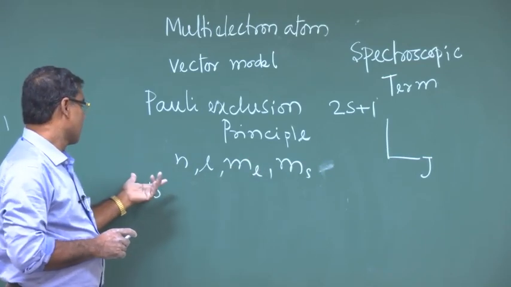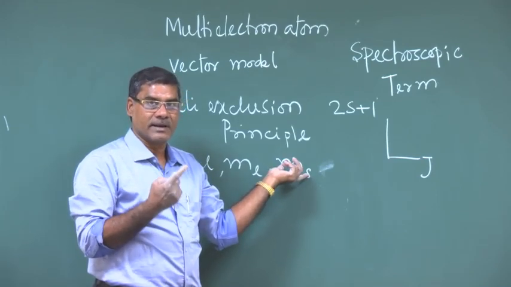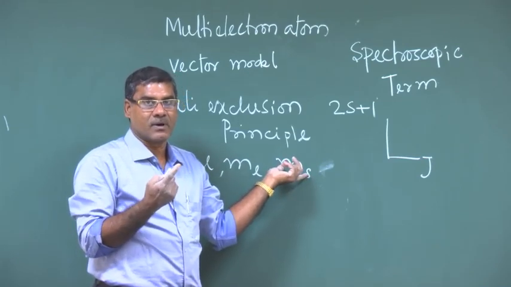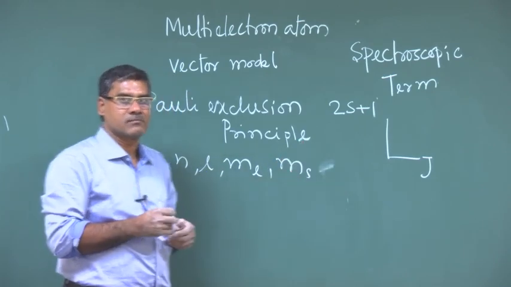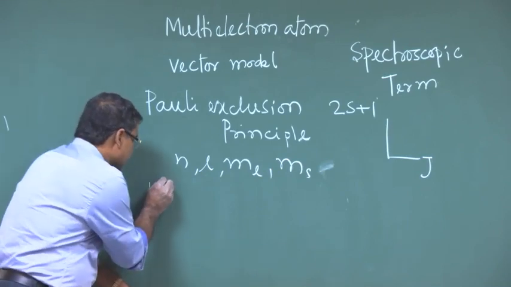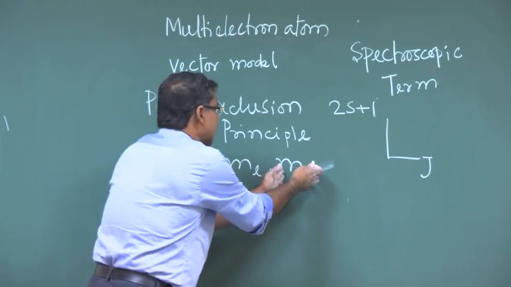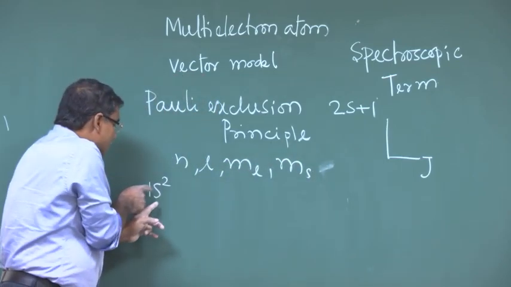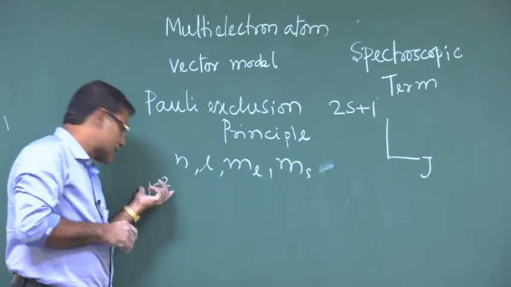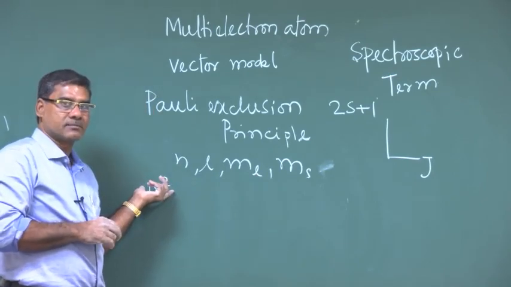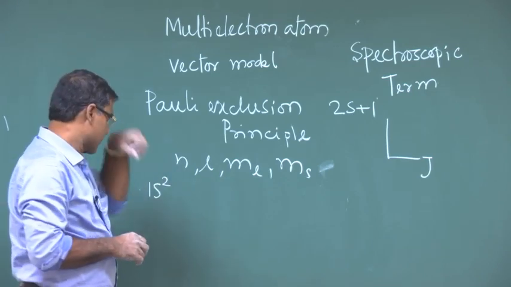So, ms, s equal to half, 1 electron, for each electron it is half. So, ms can be plus half and minus half. Okay. So, these three are the same, and these can be different, plus half and minus half. So, 1s2 we write 1s2. Okay. So, in this orbital it can have a maximum of 2 electrons, right.